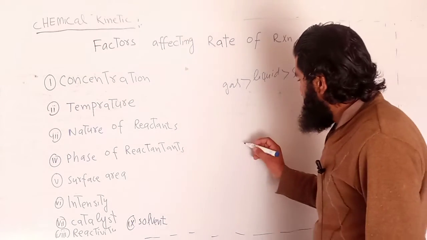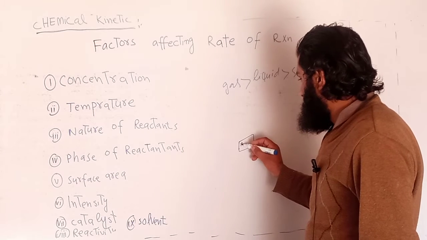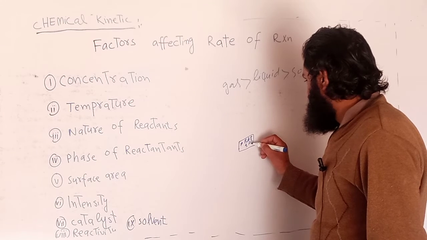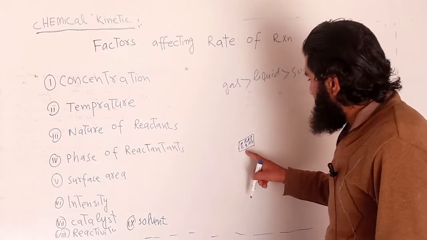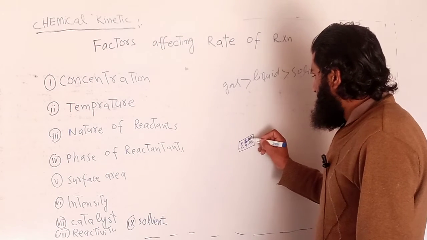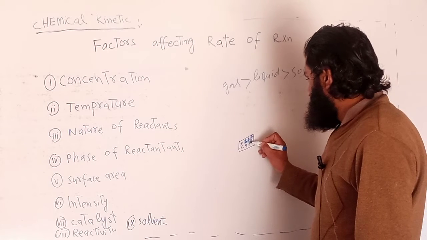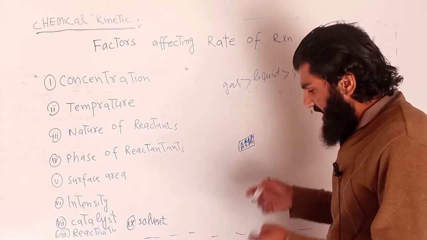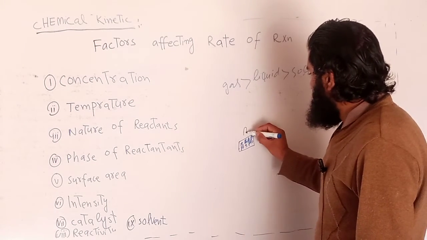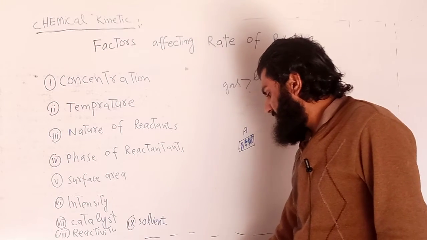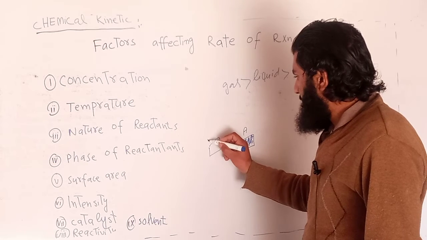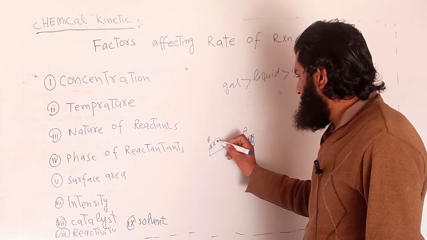For example, this is a matter, and this is a matter, and their particles are randomly arranged here. So this is a solid, this is a solid, and suppose these are all of type A. This is a matter which is all in the form of A, elements or atoms of A. This is another matter of type B, having particles B.